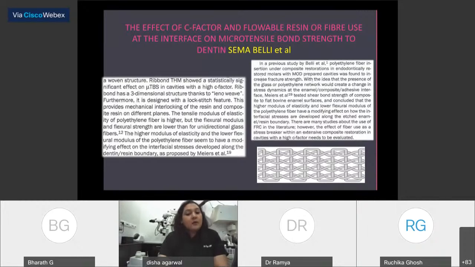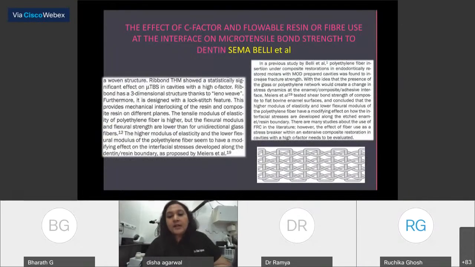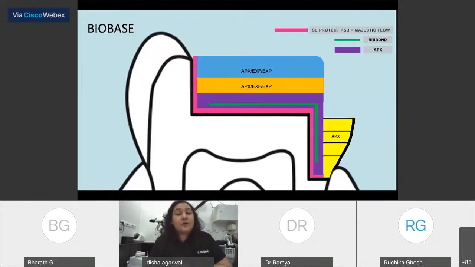Now I can also use this Ribbond in endodontic treatment. Go ahead, read a lot of papers by Dr. Sema Belli. She's a student of Dr. Aino Shoki, who's done a lot of work, again a student of Dr. Fusayama. She's written phenomenal papers on Ribbond. It has a leno weave, and the modulus of elasticity is very strong. Try to cut a fiber post and try to cut a Ribbond with a burr, and you will understand why I have almost eliminated fiber posts from my practice.